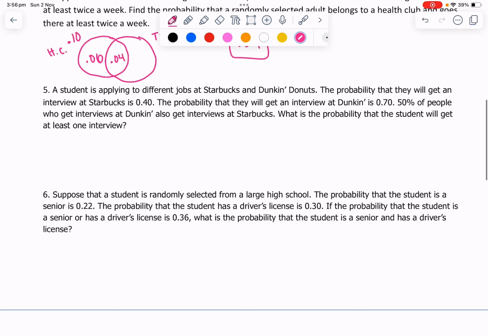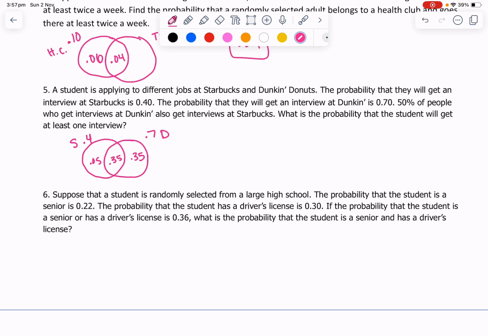A student is applying to different jobs at Starbucks and Dunkin' Donuts. The probability that they'll get an interview at Starbucks is 0.4. Interview at Dunkin', 0.7. 50% of the people who get interviews at Dunkin' also get interviews at Starbucks. So half of that 0.7, which would be 0.35, has to be in that intersection, also getting an interview at Starbucks.